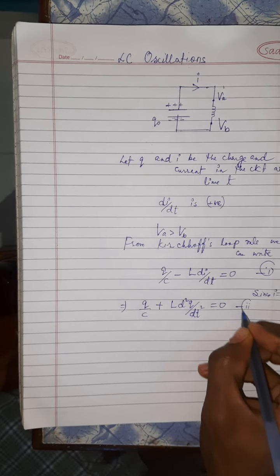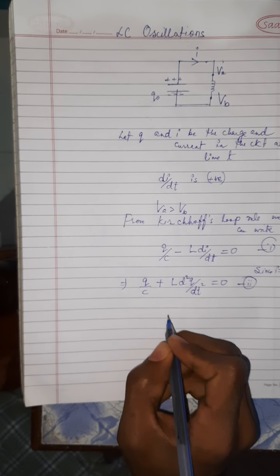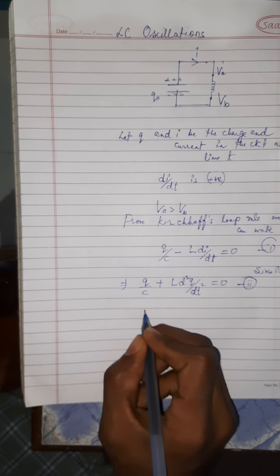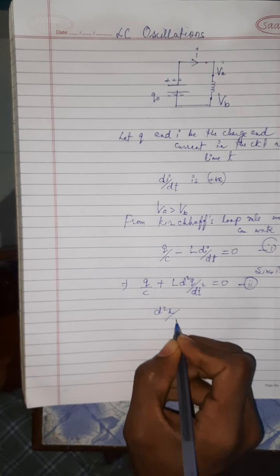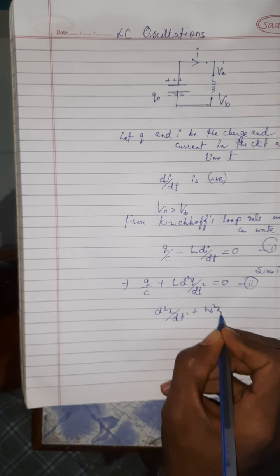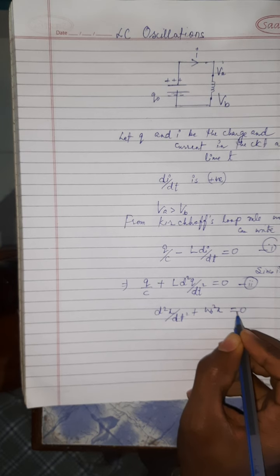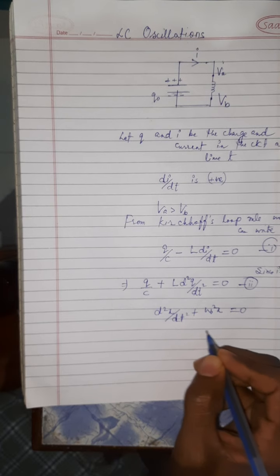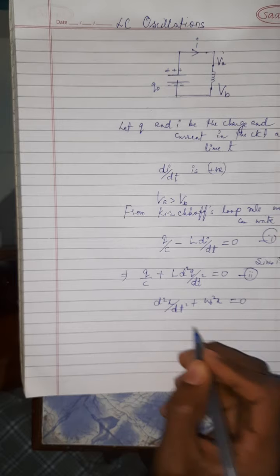This equation second has the same form as we have studied in simple harmonic motion. There we had d2x by dt square plus omega naught square x is equal to 0. In simple harmonic equation we had this form. Still, if you are unable to remember, please pay attention to how this comes.